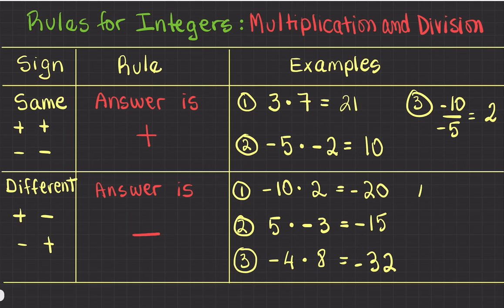Same for division. If I have 25 divided by negative 5, this would be 25 divided by 5, that's 5, right? And a positive divided by a negative, different signs, my answer is negative. Or we just say a positive divided by a negative is a negative. So my answer would be negative 5.